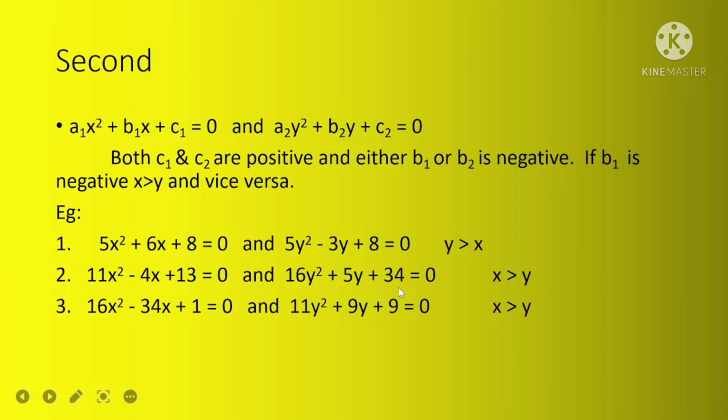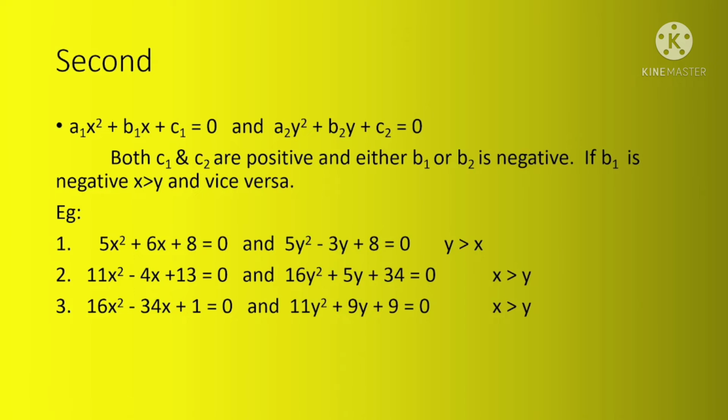In this case also, first check whether c1 and c2 both are positive. Yes, it is satisfied. In the first equation it is plus 13 and in the other equation it is plus 34. Then check the second condition: b1 and b2, one of them must be positive and the other must be negative. In the second example also, b1 is negative and b2 is positive. Hence both the two conditions are satisfied.